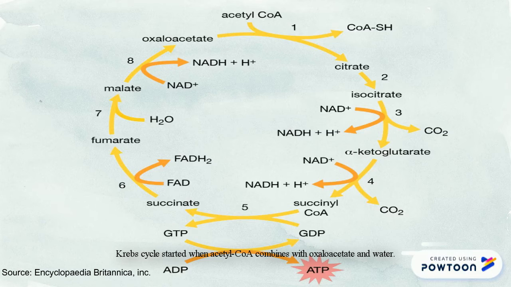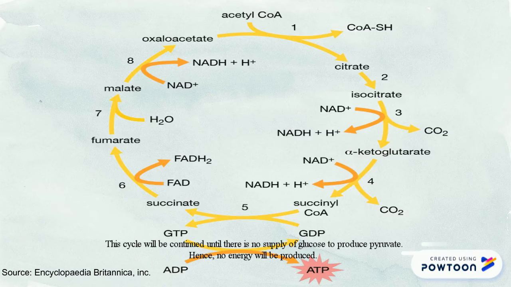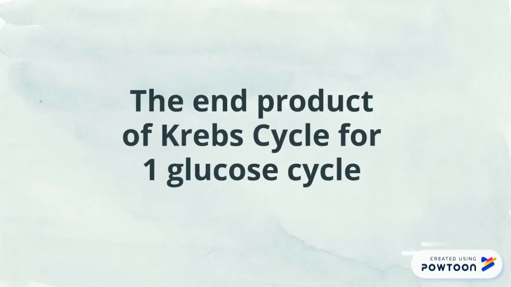The Krebs cycle starts when acetyl-CoA combines with oxaloacetate and water. This cycle will continue until there is no supply of glucose to produce pyruvate. Hence, no energy will be produced. The end products of the Krebs cycle for one glucose cycle are 8 NADH, 2 FADH, and 2 ATP.